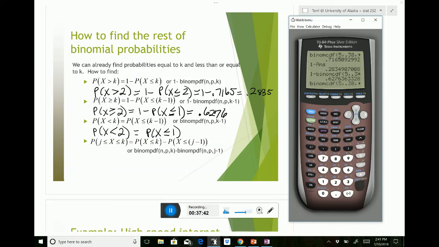So let me take the 1 minus off of there. So this one ends up being 0.3724.